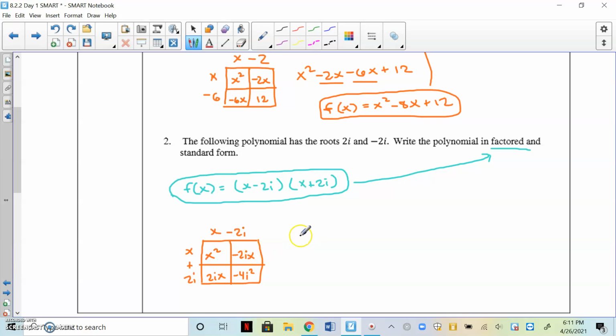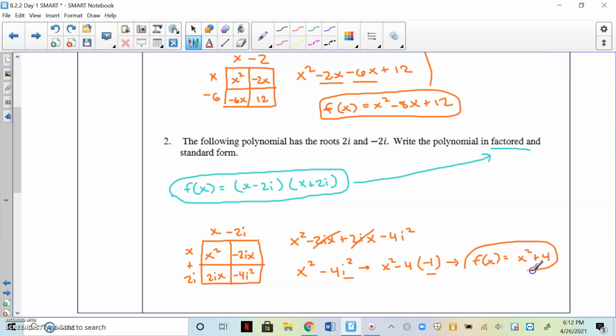All right, so when we put those all in a line, we have x squared minus 2ix plus 2ix minus 4i squared. So here begins the simplifying. The 2ix terms cancel out. We end up with x squared minus 4i squared. And again, remember what I said about i squared terms. These always have to be replaced with a negative 1. So x squared minus 4 times negative 1. And this i squared turned into a negative 1. So negative 4 times negative 1 is actually a positive 4. So your final answer should be x squared plus 4. And that is your standard form.